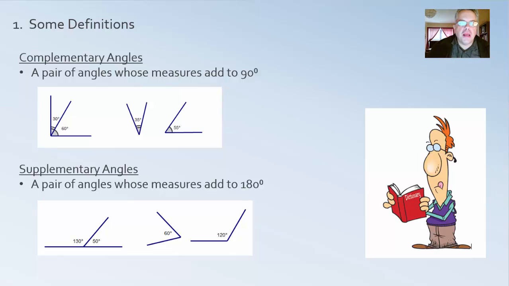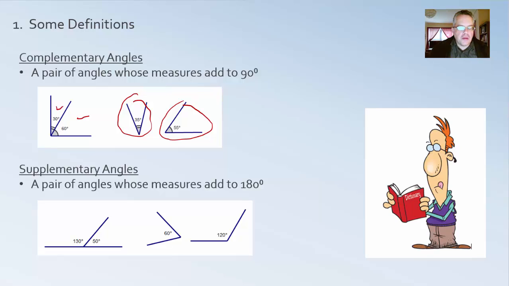First off, complementary angles. Complementary angles are a pair of angles whose measures add to 90 degrees. They don't necessarily have to be connected. They can be adjacent, like these two angles right here, but they don't have to be. They can be separate, like these two. The only requirement for them to be complementary angles is that their measures add to 90. Here, 30 plus 60 equals 90, and 35 plus 55 equals 90. So these are two examples of complementary angles.